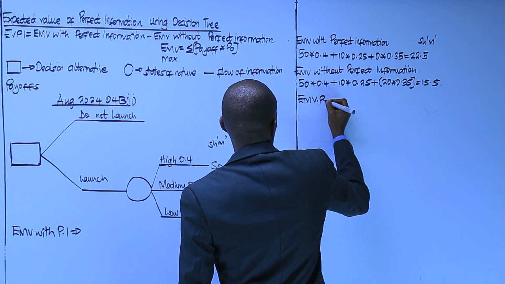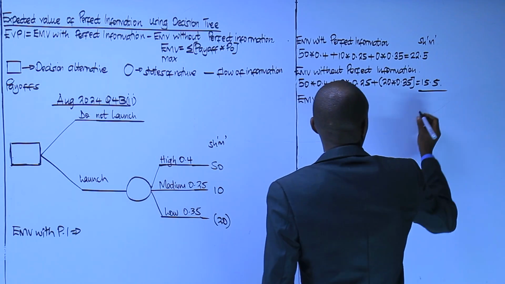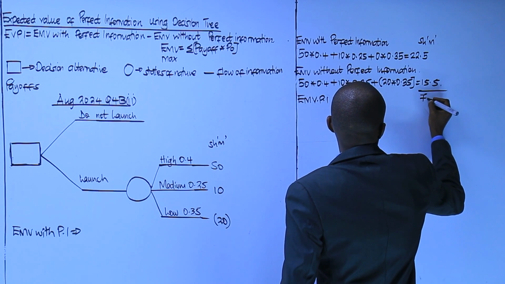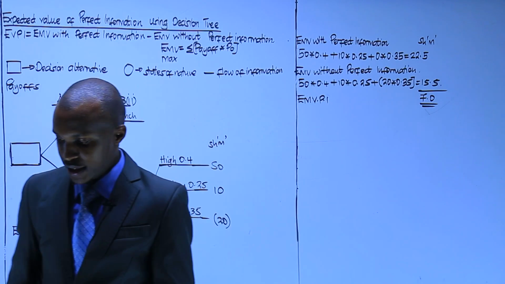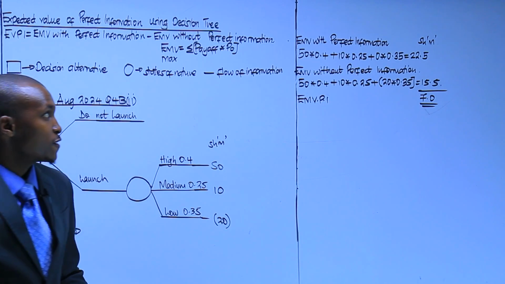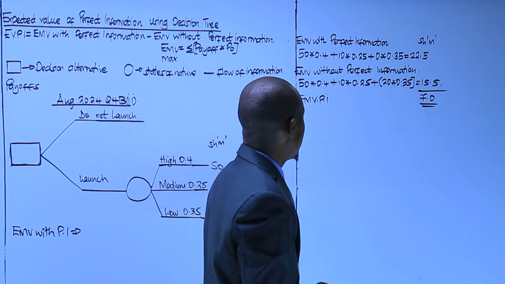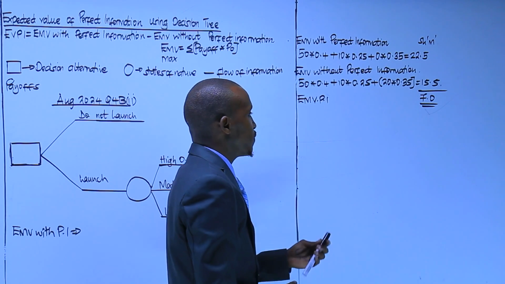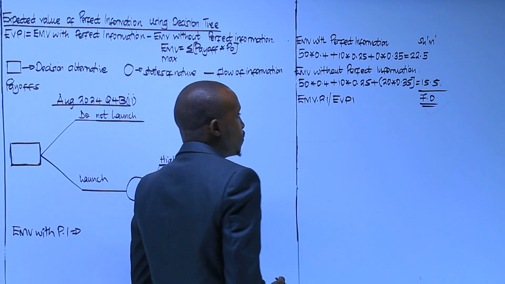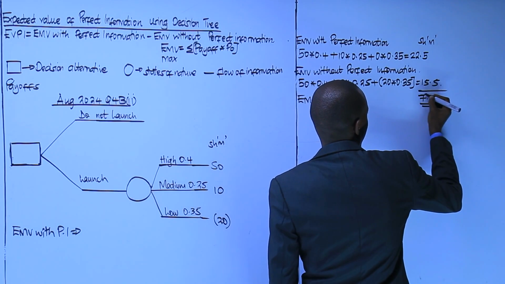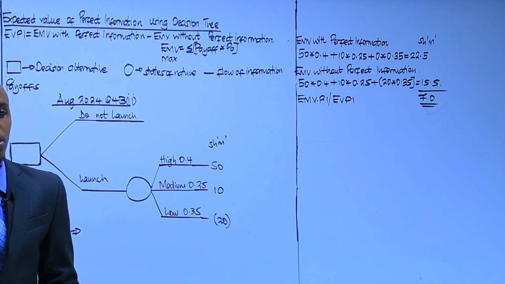Therefore, your expected monetary value of perfect information, you simply now get the difference. So this should be 7 million. All right. And that is how you determine the expected value of perfect information, using your decision tree.